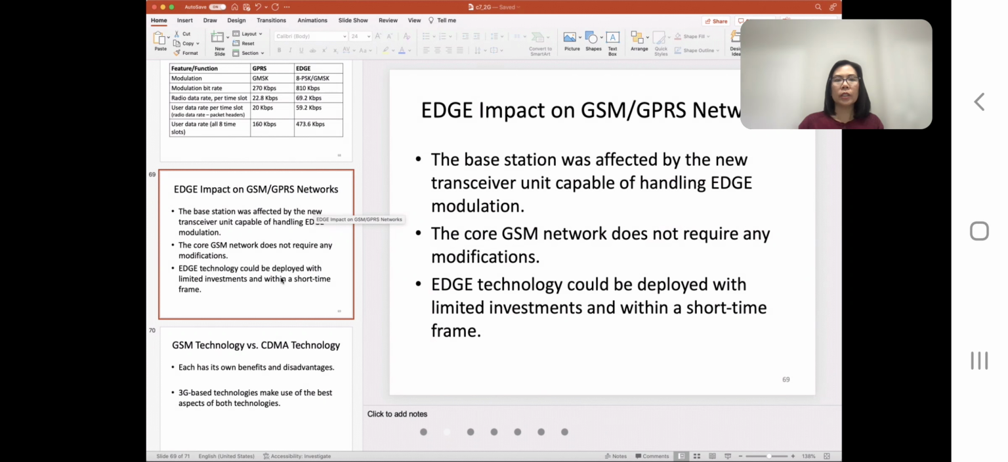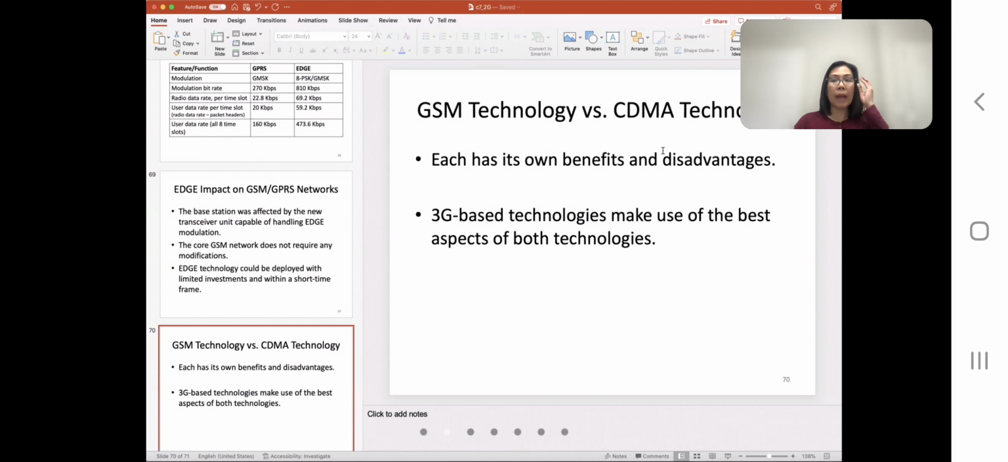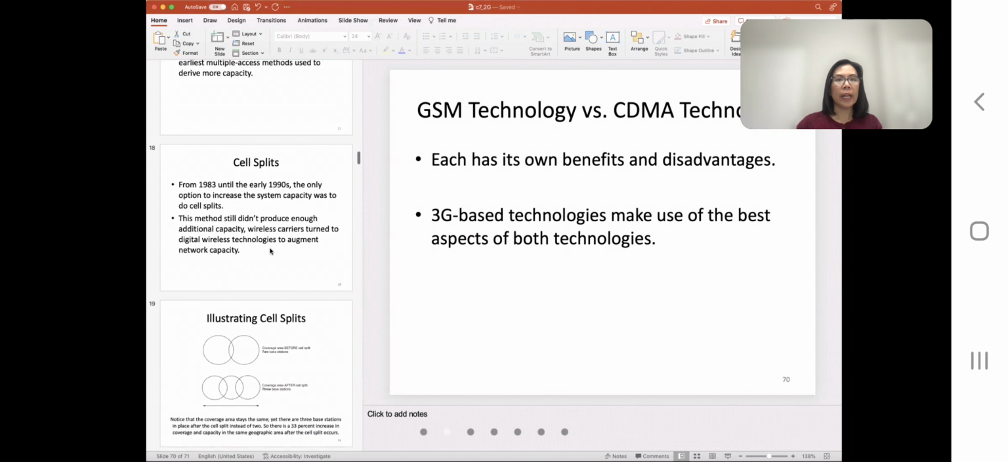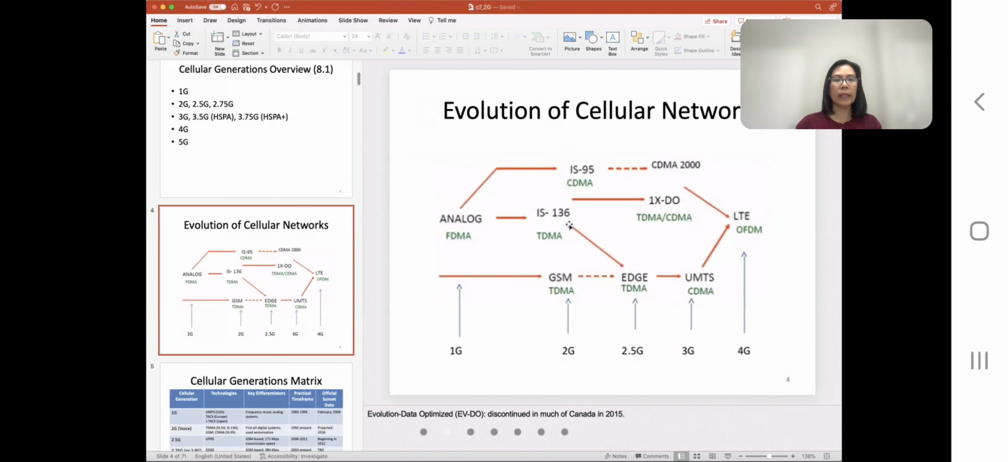Right? All right, and then we talk about CDMA technology. So basically GSM and CDMA were created at the same time, right? If we take a look at this chart here, GSM is here, 2G. At the same time, and then we have EDGE here, 2.75G or 2.5G. In the US, they have a new system called IS-95, Interim Standard 95. And this uses CDMA, right? GSM is TDMA, but IS-95 is CDMA.